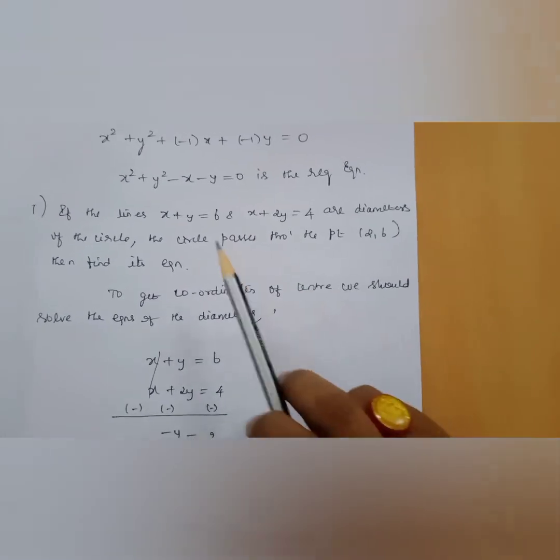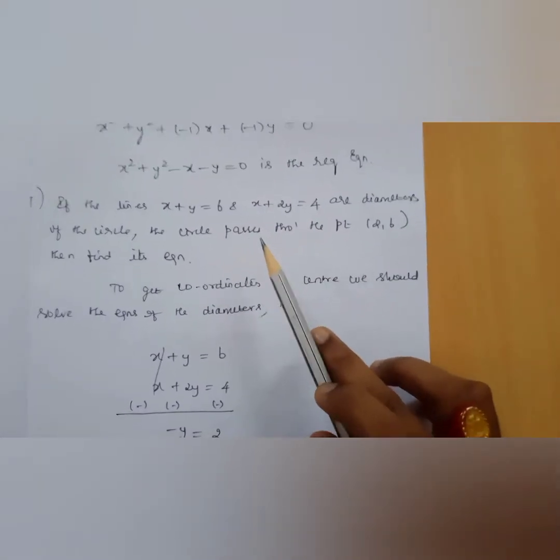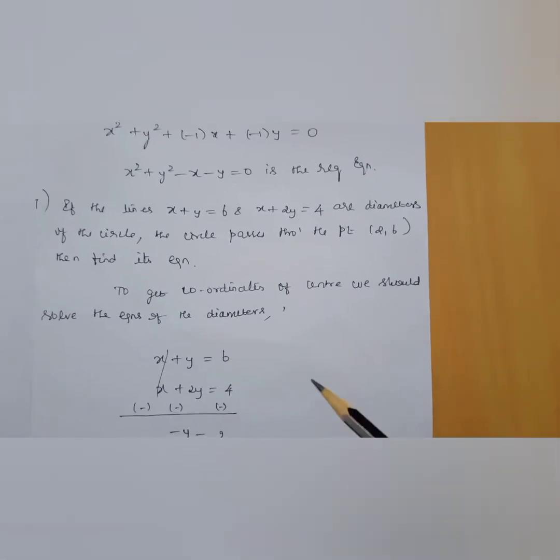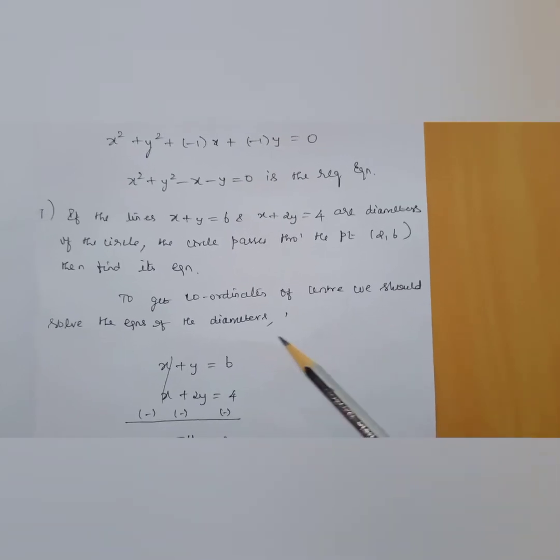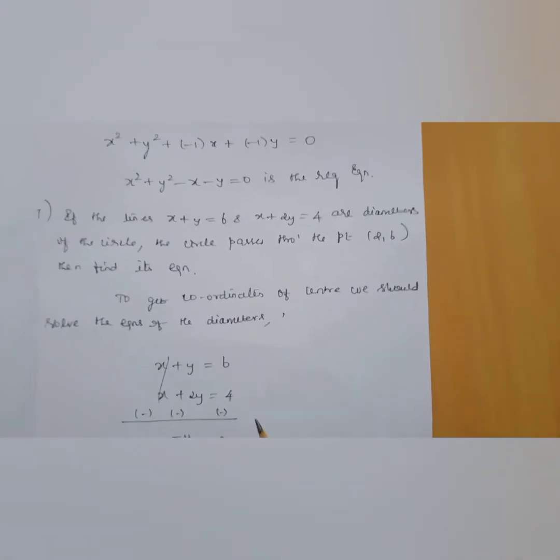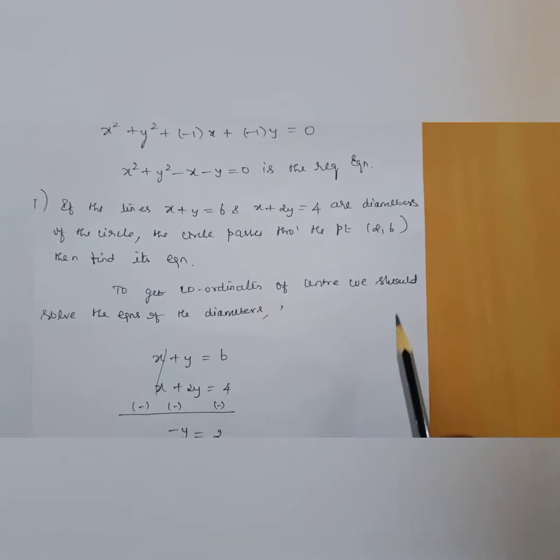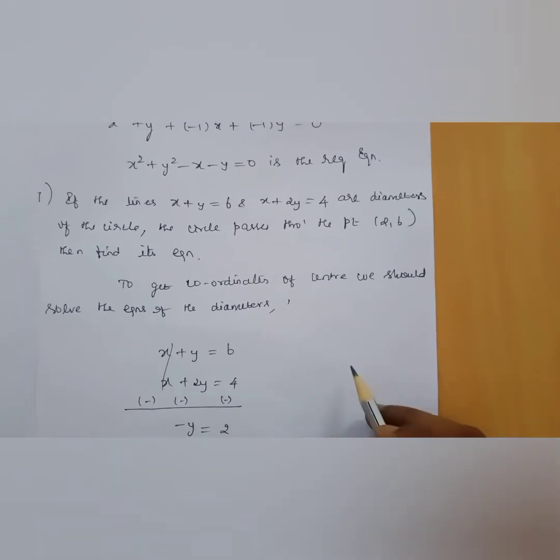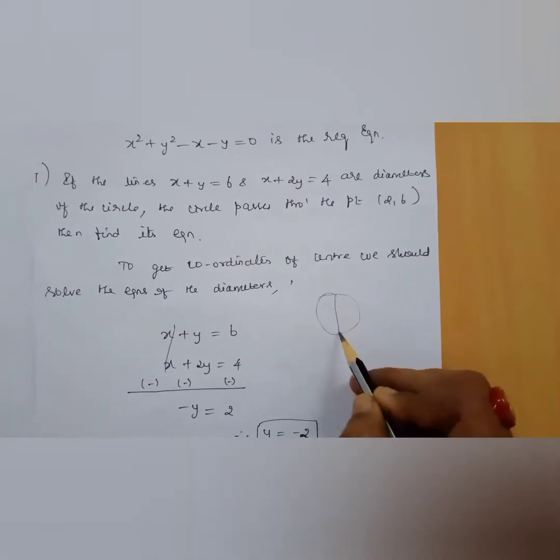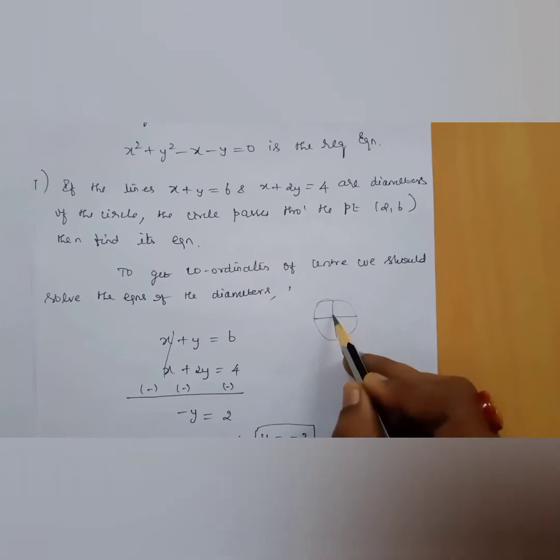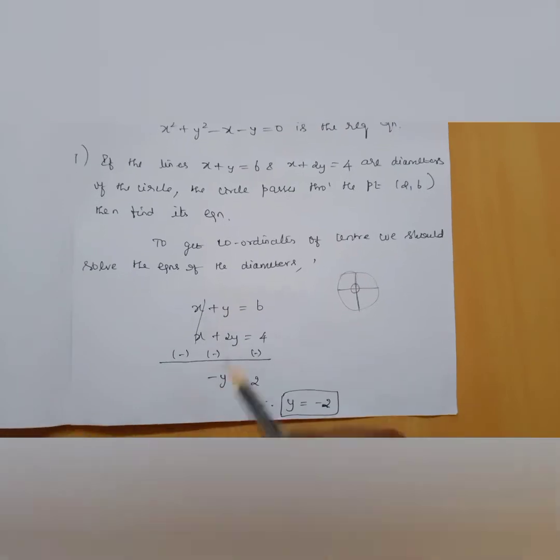If the lines x plus y equal to 6 and x plus 2y equal to 4 are diameters of the circle. Okay, there is a circle and we have been given the equation of the lines which are the diameters of the circle, and the circle passes through the point 2, 6. So we are supposed to find the equation of the circle. So to get the coordinates of the center, first we need the coordinates of the center, right? So we will solve the two equations, because if the equations of the diameters are given, the intersection point is nothing but the center.